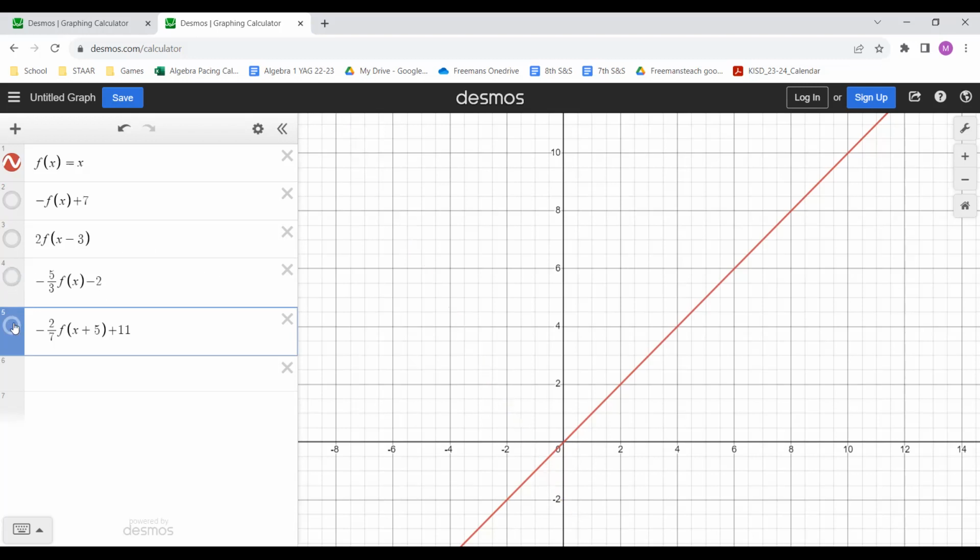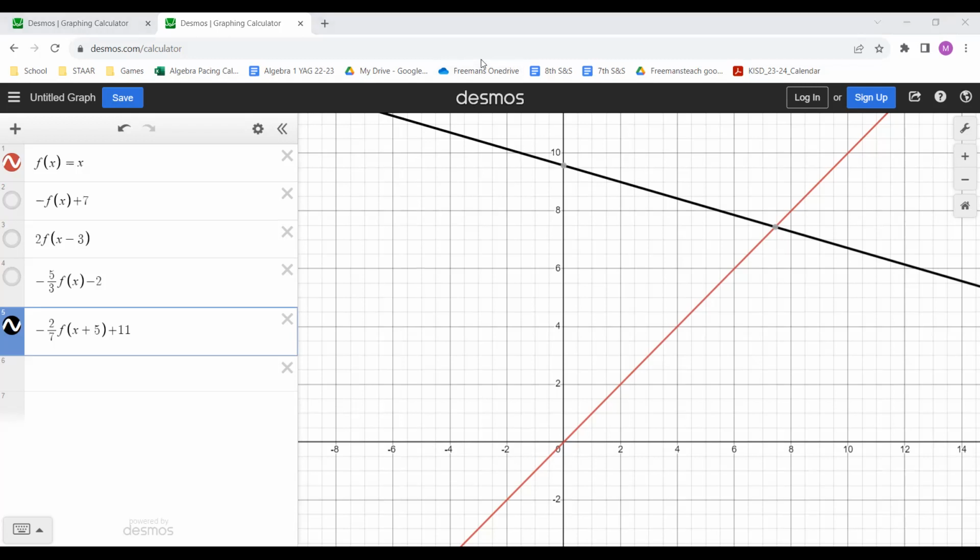This last one was a doozy. All right, so -2/7. It's going down, so that's got the negative part right. My slope is 2/7. If I find a corner, right here, it goes down 2/7, down 2/7. But it got shifted. All right, +5 makes it go left 5, so go over 5. And then +11 makes it go up 11. Oh, right there. Yeah, that's where my line is. It got shifted left 5 and up 11.